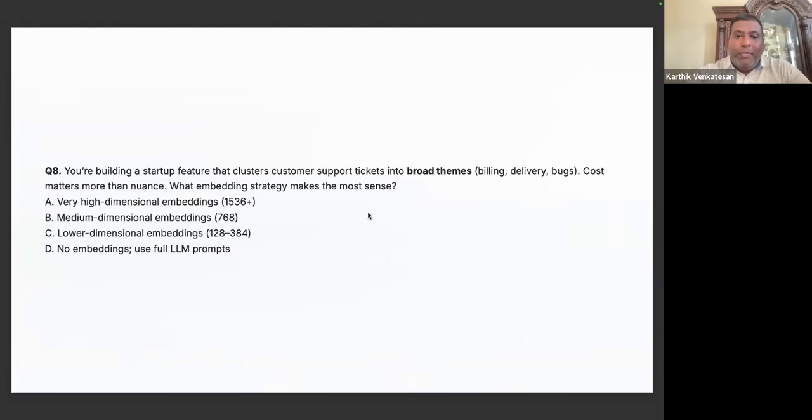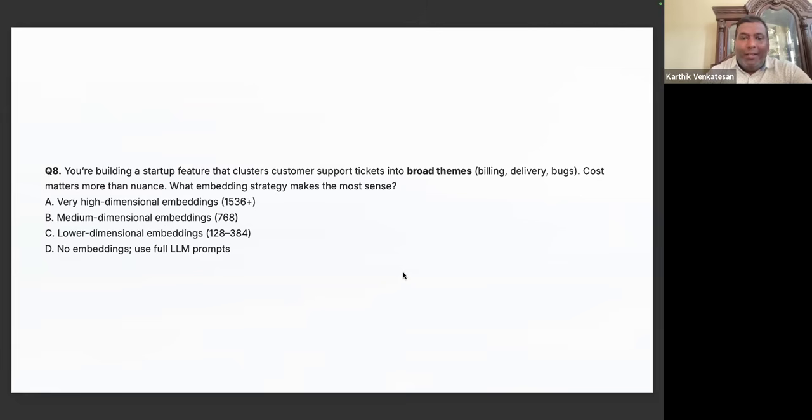You are building a startup feature that clusters customer support tickets into broad themes, billing, delivery, and so on. Cost matters more than nuance. What embedding strategy makes most sense? Very high dimensional embedding. Remember, cost is the keyword. Cost matters more than nuance. Lower dimensional embedding, medium, no embeddings.